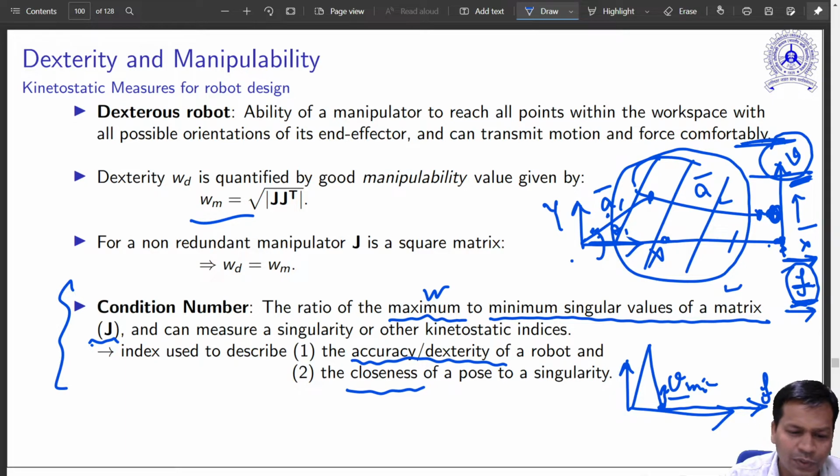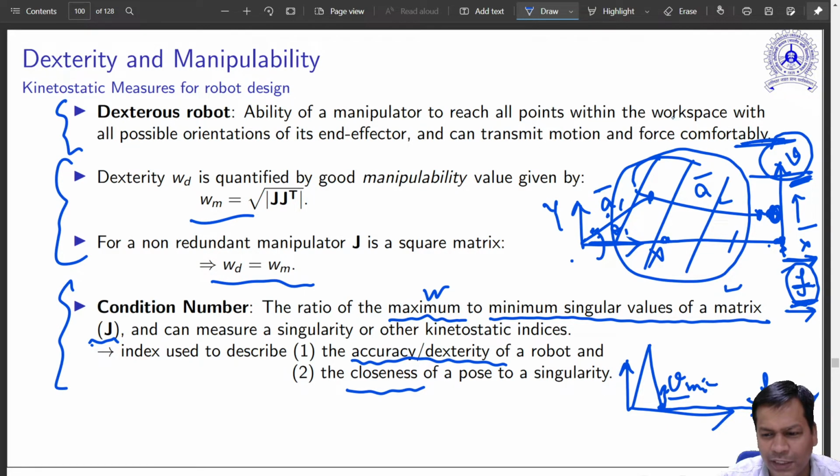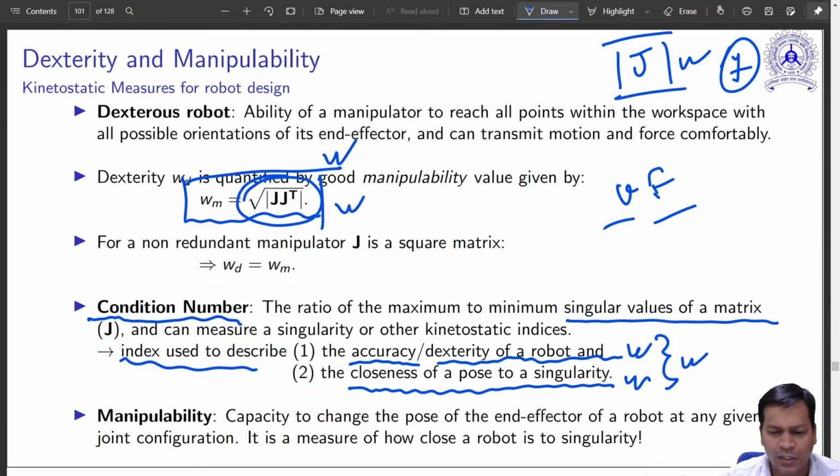In the case of a non-redundant manipulator, these two become the same. And this is the physical definition of dexterity, when it says workspace with all possible orientations. So these are some important definitions. We'll come to that more closely now.